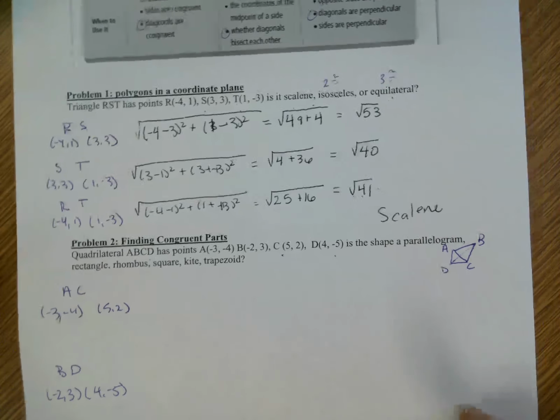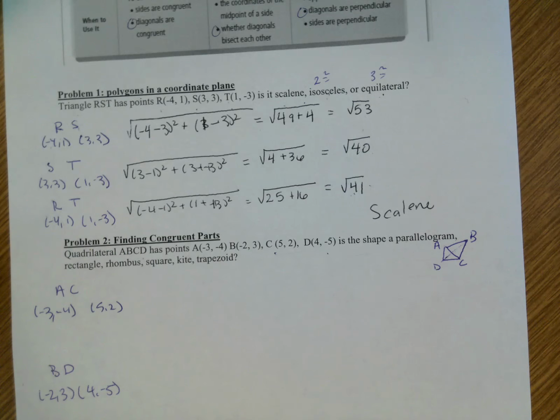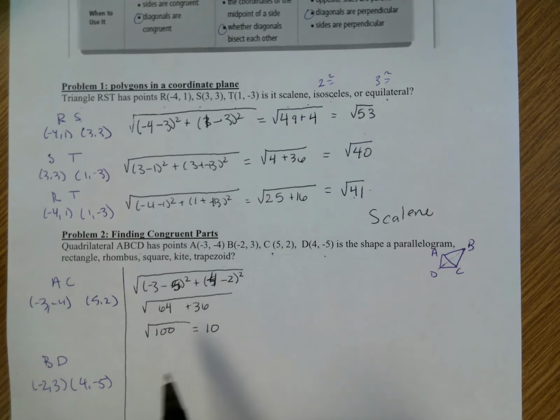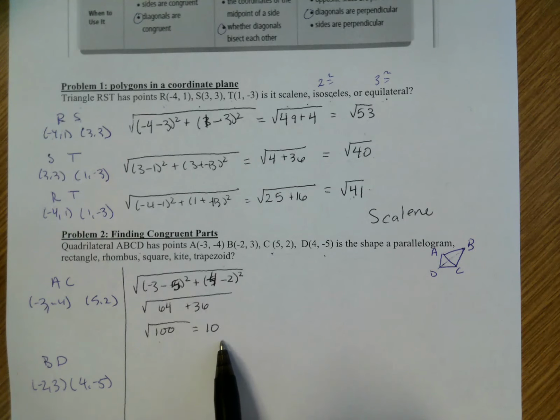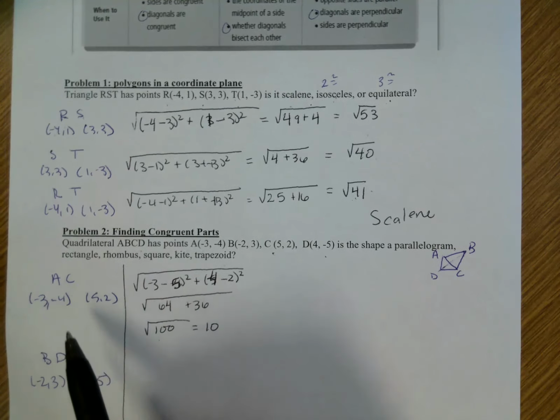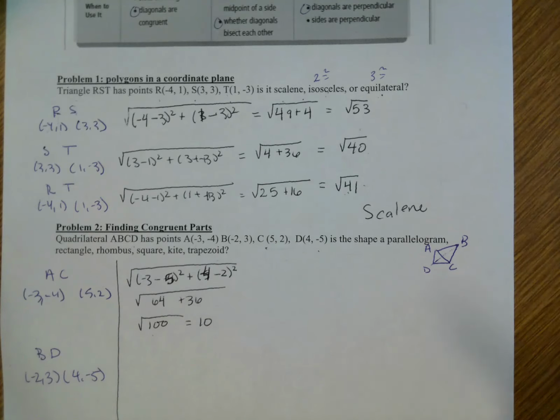I want you to pause the video and find the distance of just AC first. And you should have got the square root of 100. This one's 10. Again, I'm only going to focus on AC first, because then I'm going to pause it and you're going to do all three for the other one.